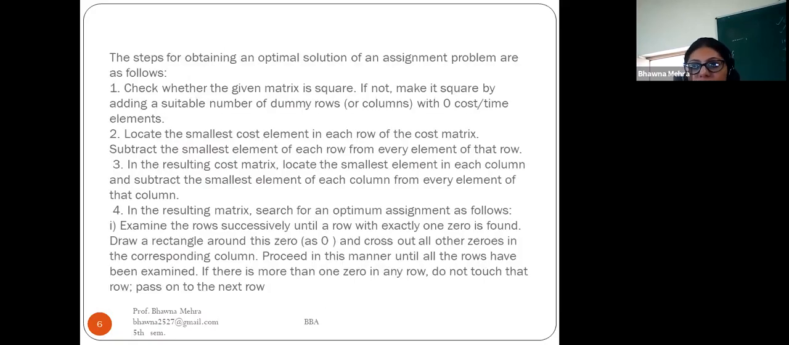There are some steps for obtaining an optimal solution of an assignment problem, as follows. The first step is to check whether the given matrix is square. If not, we have to make it square by adding a suitable number of dummy rows or columns with zero cost, time or element. This is known as the dummy assignment problem. Then locate the smallest cost element in each row of the cost matrix and subtract the smallest element of each row from every element of that row.